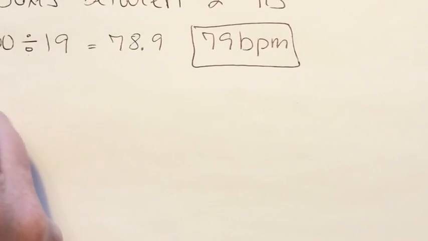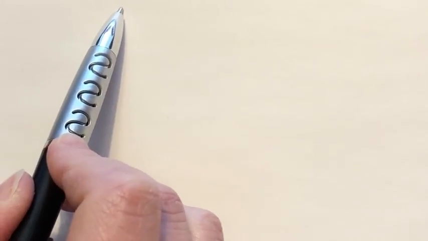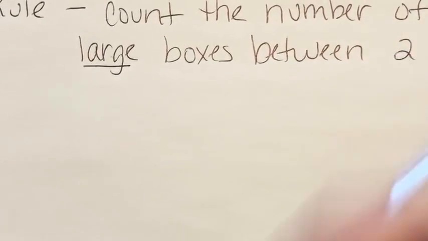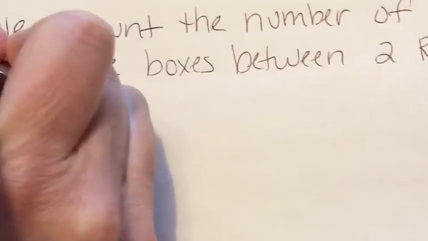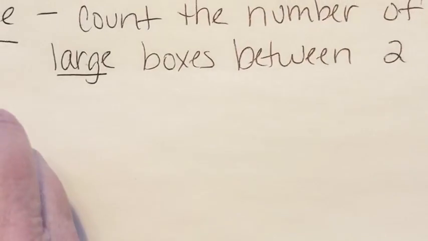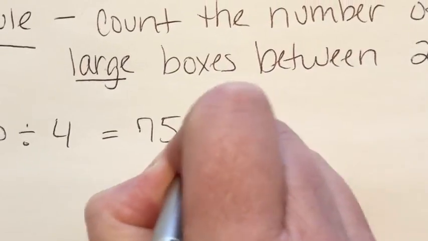I'm going to go back to my paper, and I'm going to write 300 rule. My 300 rule is to count the number of large boxes between two R's. So we have a 300 rule and we have a 1500 rule. I said there were 4 boxes, so I'm going to take 300 divided by 4, and that equals 75 beats per minute.